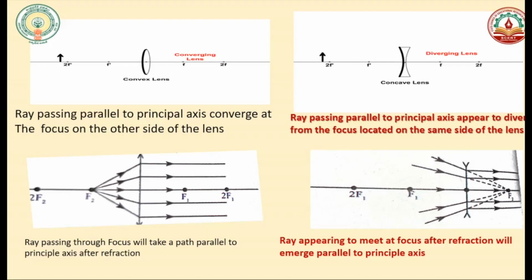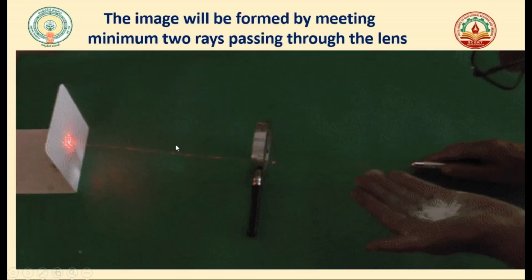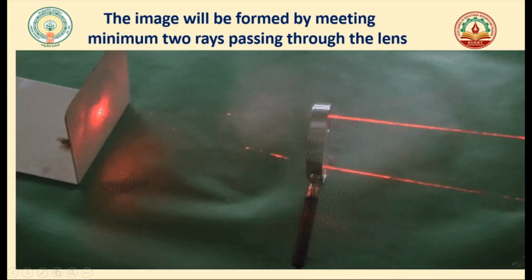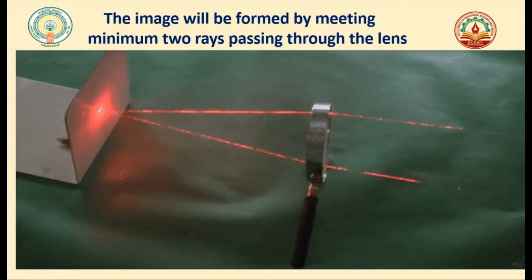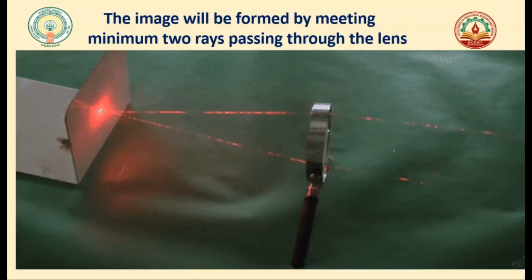The ray passing through focus will take a path parallel to principal axis after refraction. A ray appearing to meet at focus after refraction will emerge parallel to the principal axis. Here we have to make the students identify the differences between convex lens and concave lens. And also one more thing, we have to make the students identify that the image will be formed by meeting of minimum 2 rays passing through the lens.